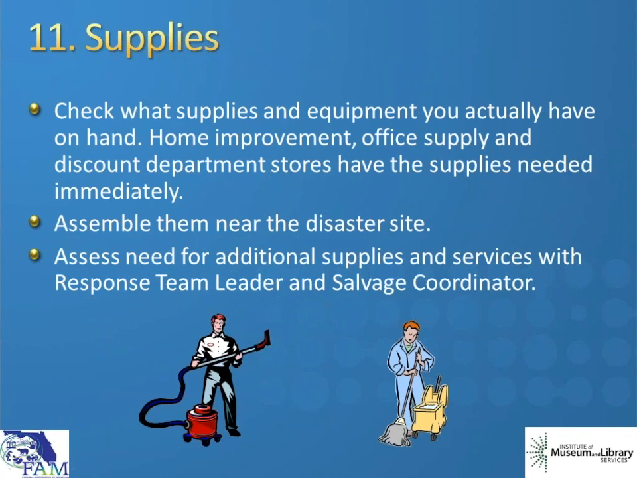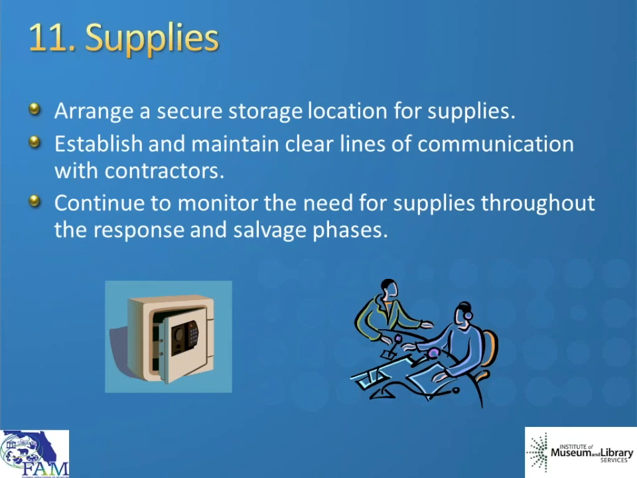Supply lists. Again, another good appendix item. Go ahead and have a list of supplies that you're going to include in your plan. Include where you're going to get those supplies from. That's always important. Have a list of suppliers and on-hand supplies somewhere within your plan. You might also want to include within your plan where a secure storage location is. You want to establish and maintain clear lines of communication with contractors, and you want to continue to monitor the need for supplies.